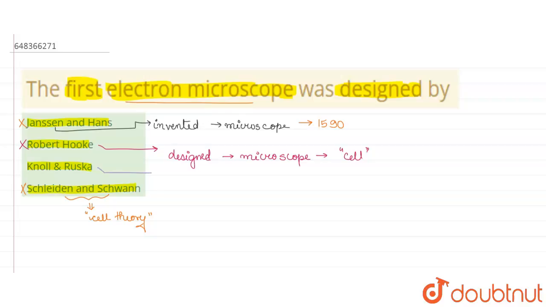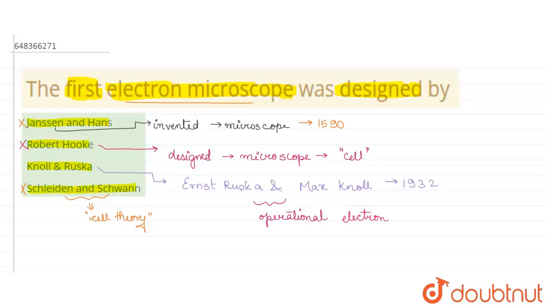But if you see Knoll and Ruska, they were the ones, we can say, Ernest Ruska, and along with him Max Knoll, they were the two. In 1932 they made a functional, and as such we can say first operational microscope, the electron microscope. So therefore it is very clear that this is the only correct answer.